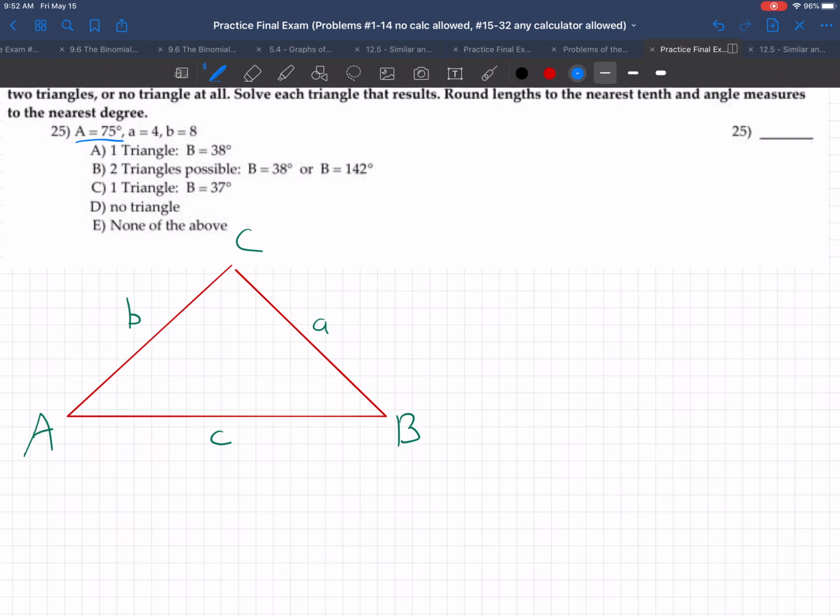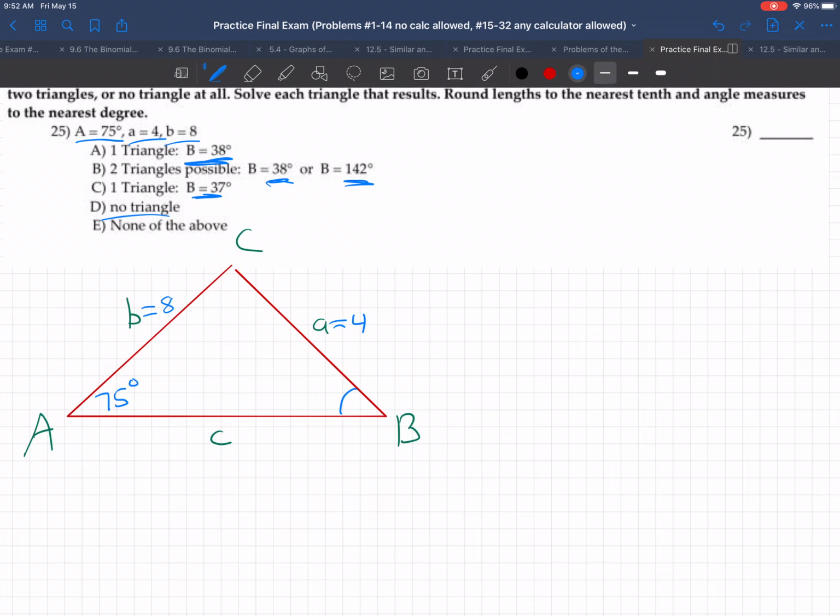Capital A is 75 degrees, so this is 75. Little a is 4. Little b is 8. And then we want to try to figure out capital B. That's what the answers are all about: one answer, maybe two answers for B, or no triangle at all. So let's try to find angle B.